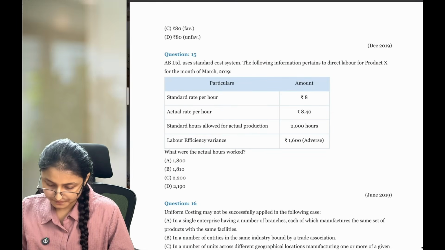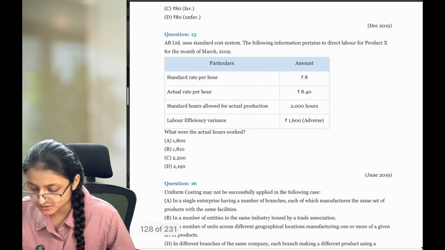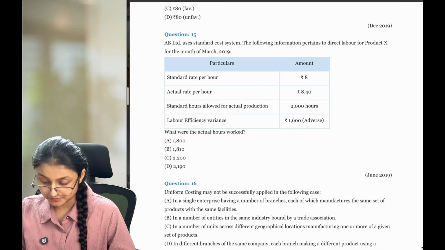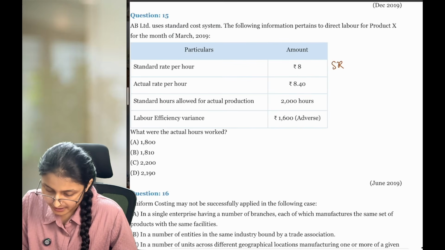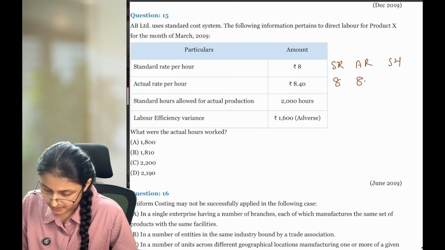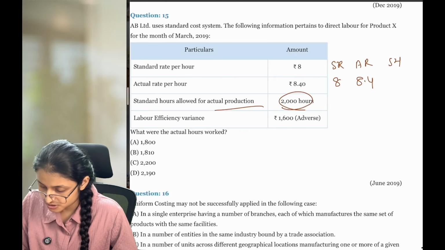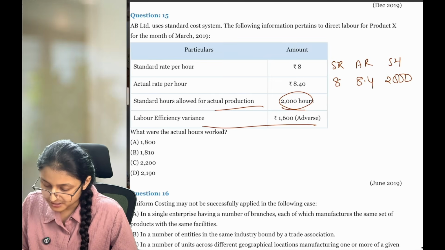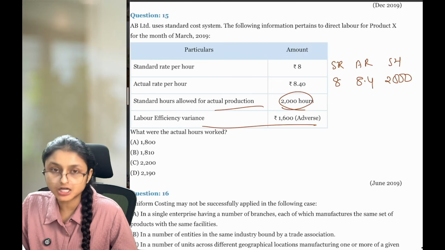Okay? Next, AB Limited uses standard costing system. The following information pertains to direct labor for product X for the month of 2019. So we have standard rate, actual rate, standard hours. Standard rate is 8. Standard hours for actual production is 2000. And labor efficiency variance is given to you as 1600 adverse.